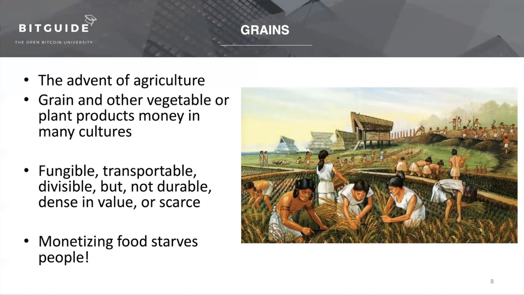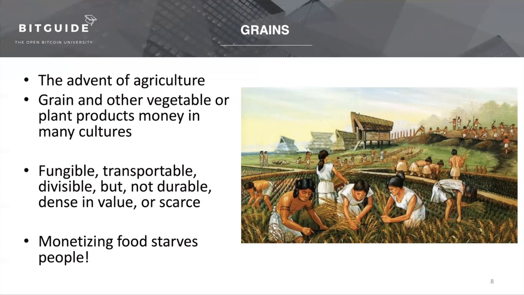Grains and other vegetables or plant products were used as money in many cultures. So grains have certain advantages over livestock. They are much more fungible. Two bags of rice are more or less comparable, especially if you're growing them in the same region. Transportation is a lot easier. It's divisible, so you can cut a bag into half.